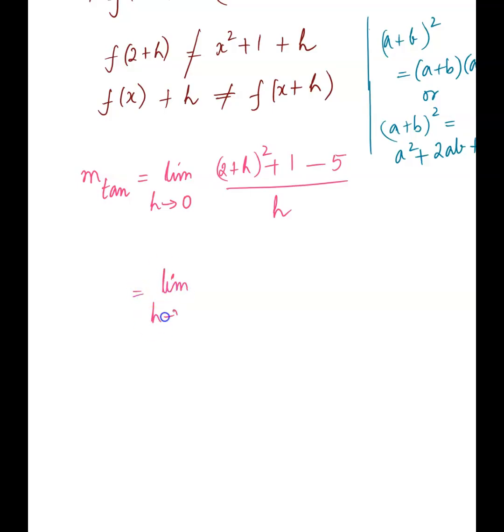Keep the limit h approaches 0 tagged along in every step. We don't want to miss out on that. So that's going to be 4 plus 4h plus h squared plus 1 minus 5 will be a minus 4 all over h. Okay. The 4 and the minus 4 will cancel off.